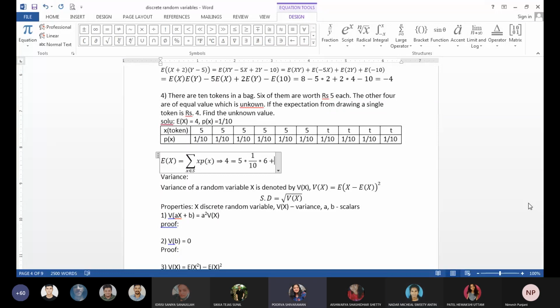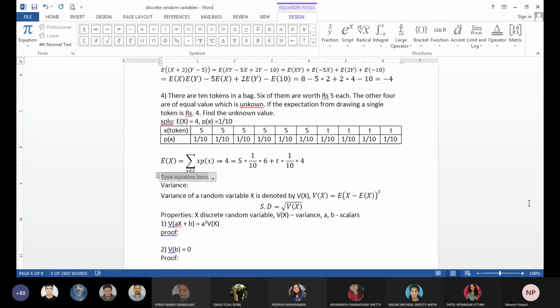Yes, sir. So that is my first 6 values. For the remaining 4 values I will write it as t into 1/10 multiplied by 4, right? Because the other 4 coins are of worth value t. So it is t into 1/10 plus t into 1/10 plus t into 1/10 plus t into 1/10, 4 times. So I can write it as t into 1/10 multiplied by 4. Is it okay?